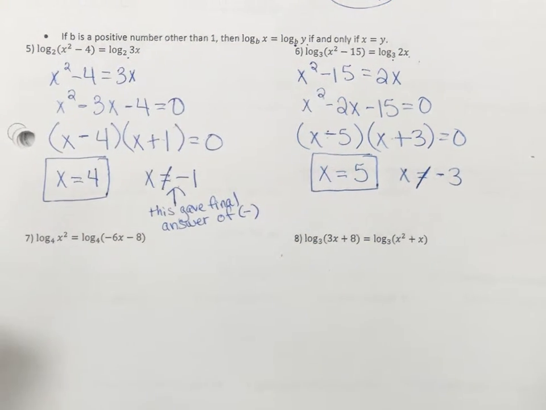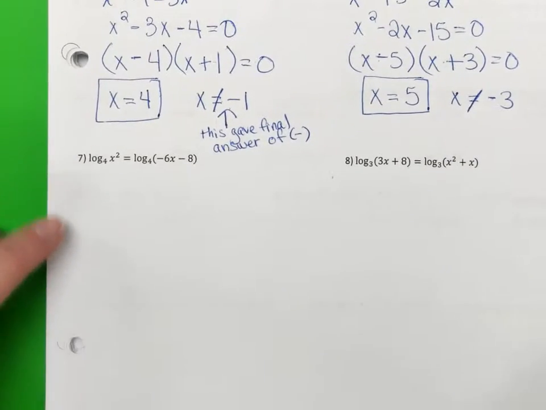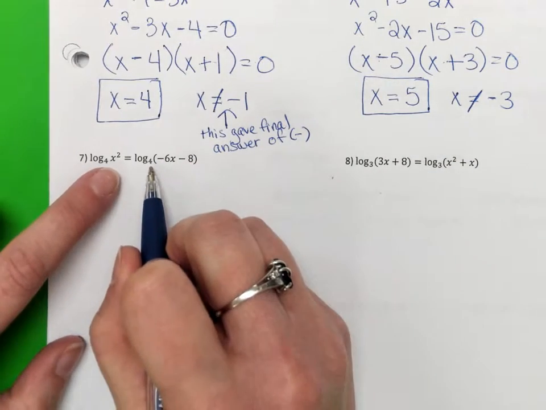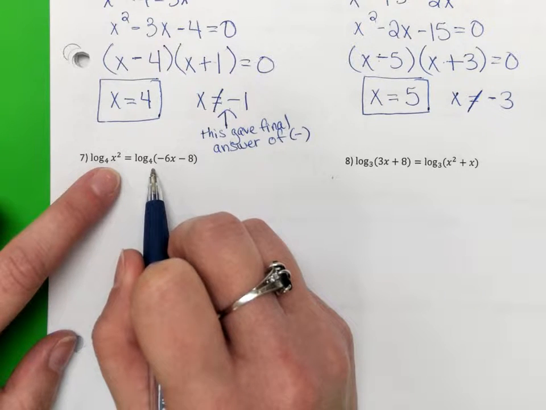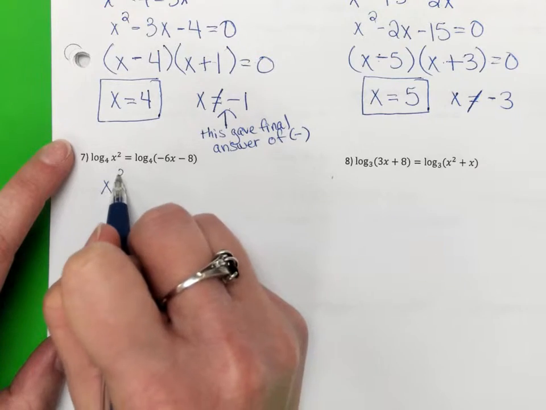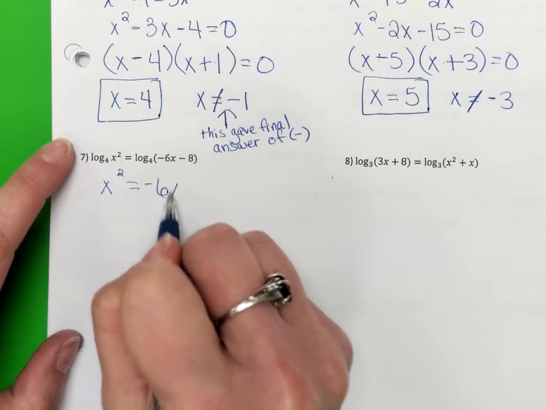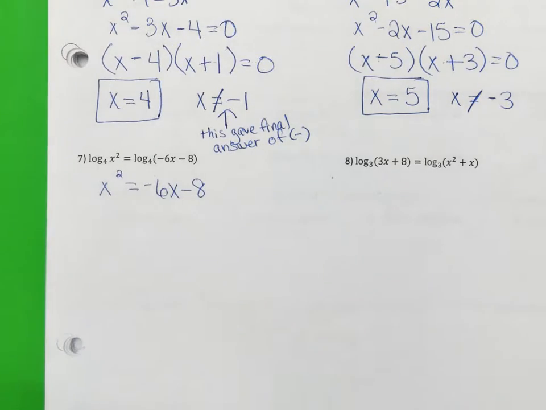We got 2 more and then we'll call it a day, okay? All right, what about number 7? Are my bases the same? Yes. Are they both positive? Are they both bigger than 1? Yes, very good. So, here we go. You ready? Which ones do you want to move? Do you want to move the x squared and make it negative? Or do you want to move the negative 6x minus 8?